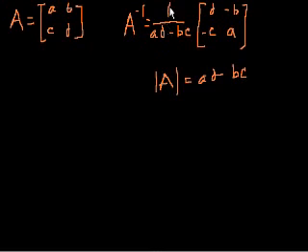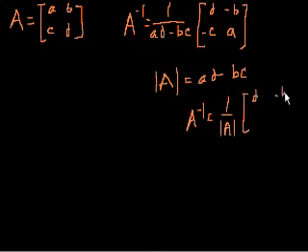So another way of saying this could be 1 over the determinant. So you could write A inverse is equal to 1 over the determinant of A times the matrix D, minus B, minus C, A. Any way you look at it, let's apply this to a real problem, and you'll see that it's actually not so bad.